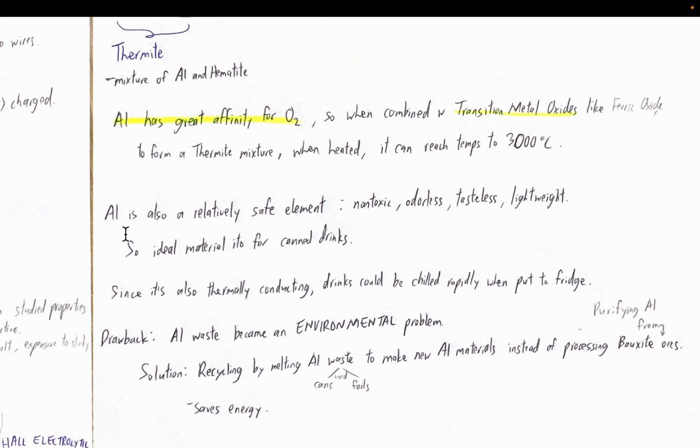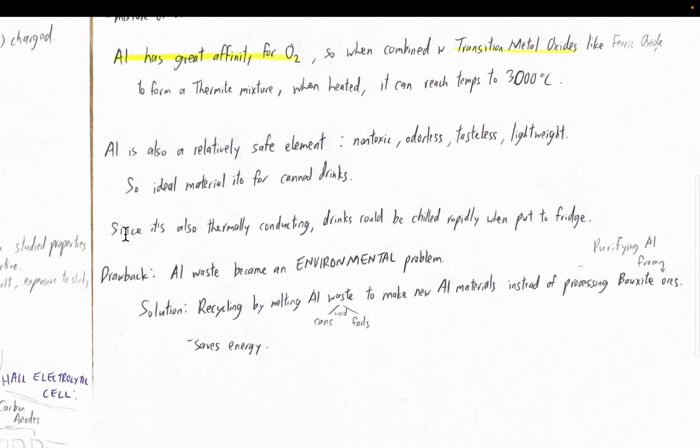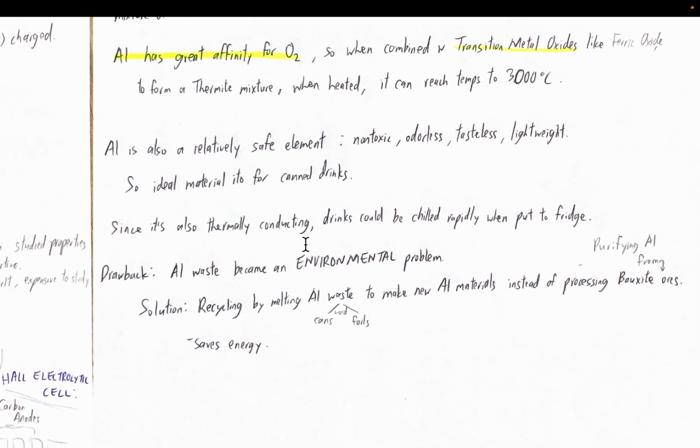So, well, it's just not limited to drinks. Possibly canned goods, canned food. So they're also made out of aluminum. Since it's also thermally conducting, it can conduct heat. Basically, drinks could be chilled rapidly when you put them in a fridge. So that's one advantage that comes along with manufacturing drinks that are contained by aluminum cans.